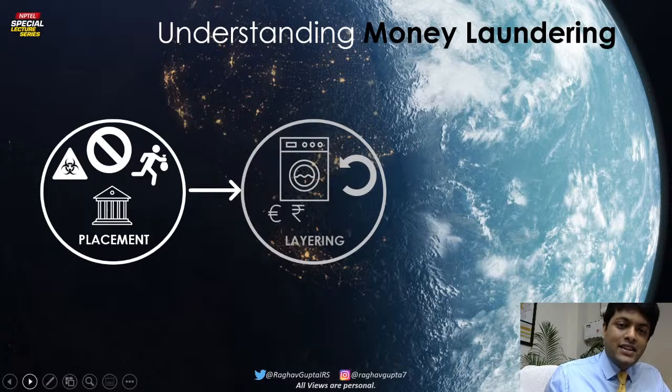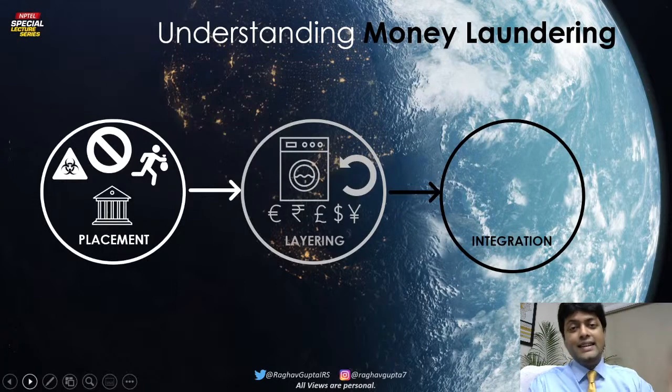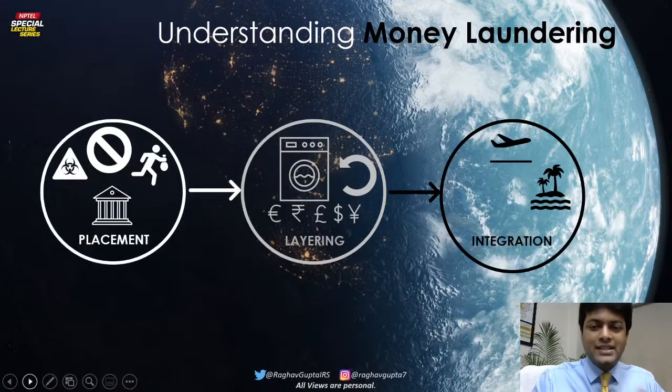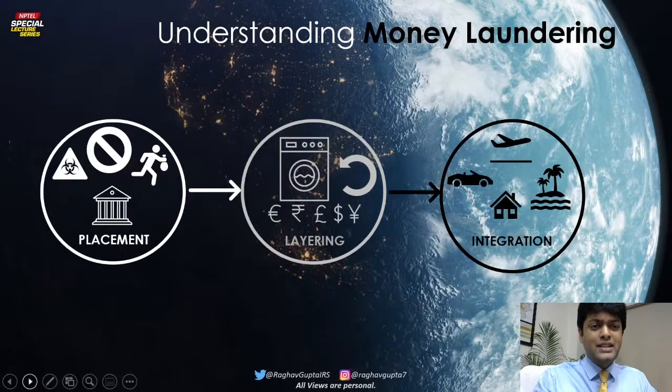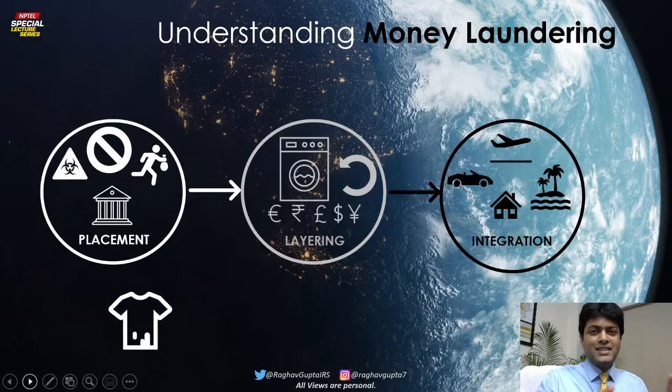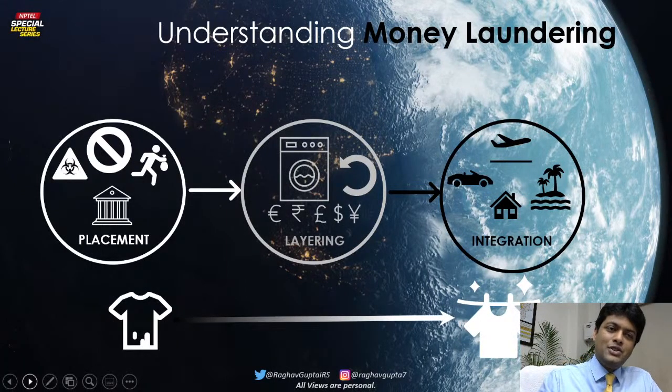And the next stage is called integration. Integration is the last stage, where the funds which have been placed and layered effectively are now used to purchase various items, like land, or cars, or jets, or houses, etc. Or it could be parked elsewhere. And even taxes may be paid thereon, which means that essentially the white shirt there is actually dirty. Dirty laundry has been cleaned into white. And this is what completes the cycle of money laundering.